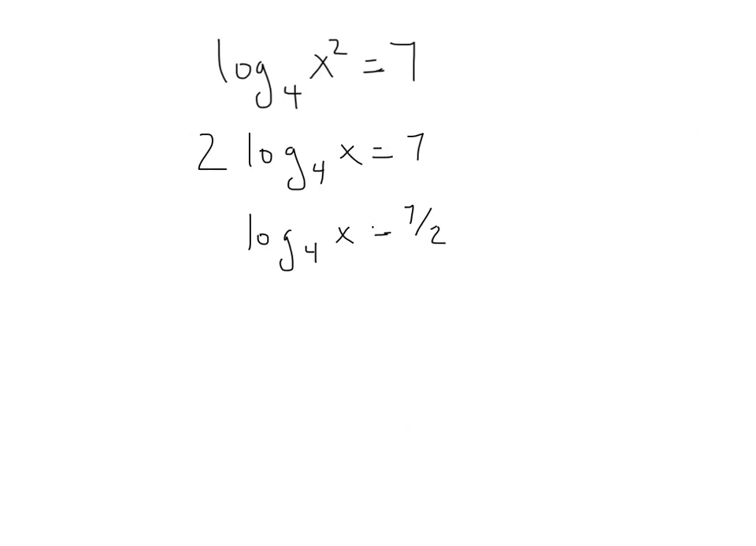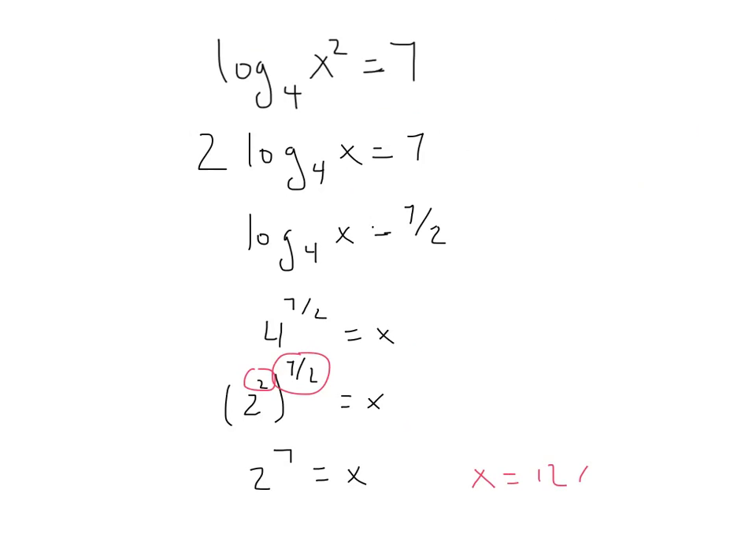And at this point I'm actually back to something like that first example I did. I can say this means 4 to the 7/2 equals x. And now I recognize that 4 is 2 squared, so I get 2 squared to the 7/2 equals x. And by properties of exponents, that's 2 to the 7th equals x, because I multiply the exponents 2 and 7/2. And finally that means that x is equal to 128, which is 2 to the 7th power.